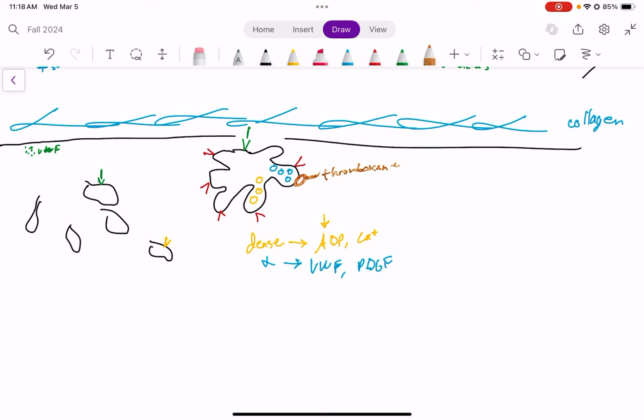Now, the receptors that we have on these cells include GP1B, which is the receptor for the von Willebrand factor. There's the ADP receptors, and then there's also TXA2 receptors, which is for thromboxane. And that's kind of how they get activated.